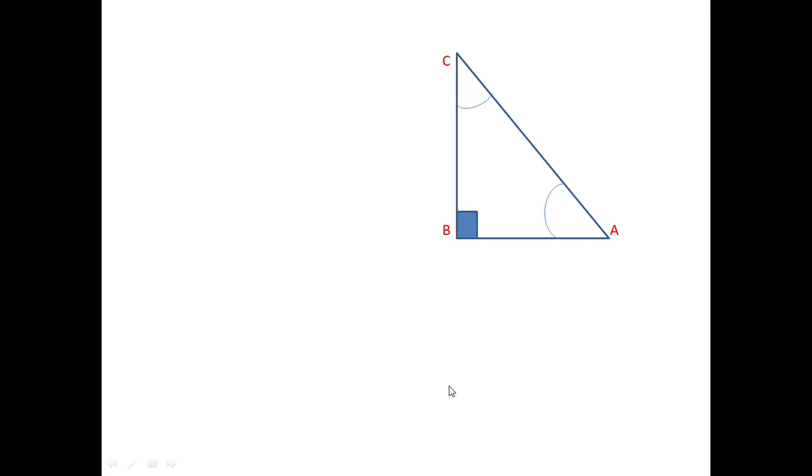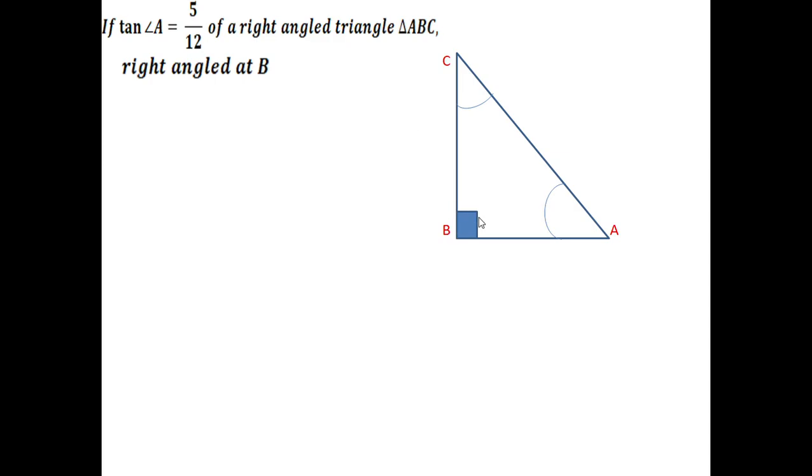Now let us do one more example. Question is: if tan of angle A is 5 by 12 in a right angle triangle ABC, right angled at B, then find sine of angle C. Our task is to find sine of angle C. For finding sine of angle C, we require opposite by hypotenuse, so the length of hypotenuse is required for this ratio.